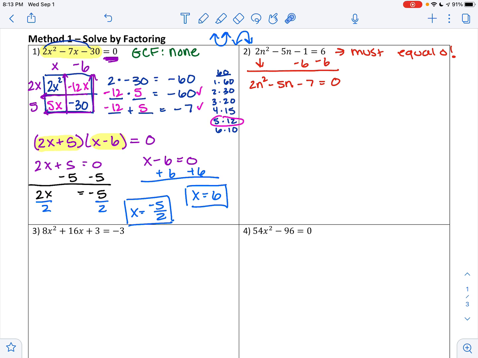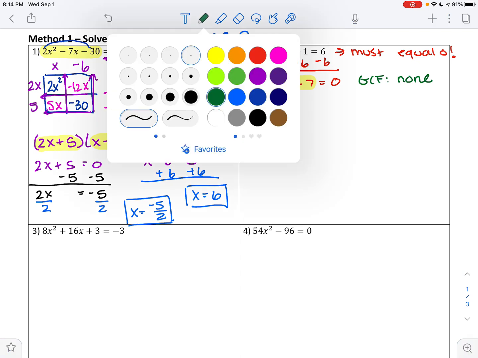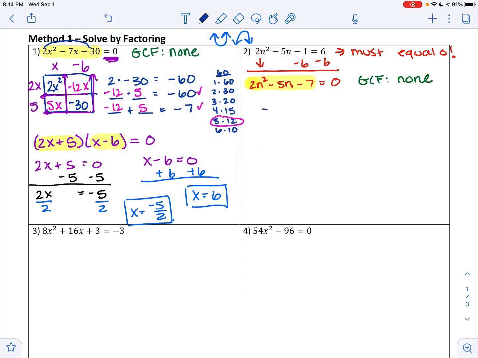Now that this equals 0, I can go ahead and begin factoring this one. So again, we're factoring this left side of the equation. Your first step with factoring is to always look for a greatest common factor, and I do not have one. So I can go straight to the area model.